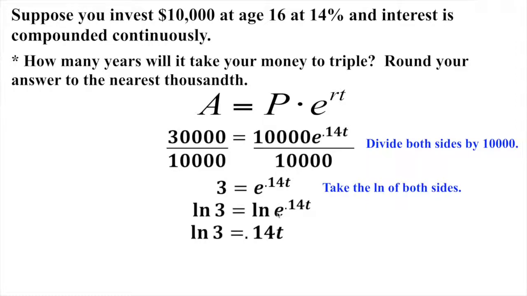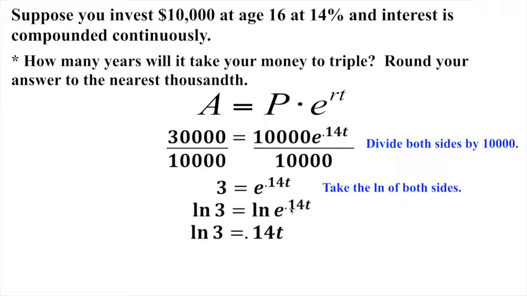Now, if that's confusing to you, what you can do is move this 0.14t to the front here using our laws of logarithms. We can move that one to the front. But do me a favor before you do that. Let's just type this in. ln e. If you type that into your calculator, it's just going to give you 1.